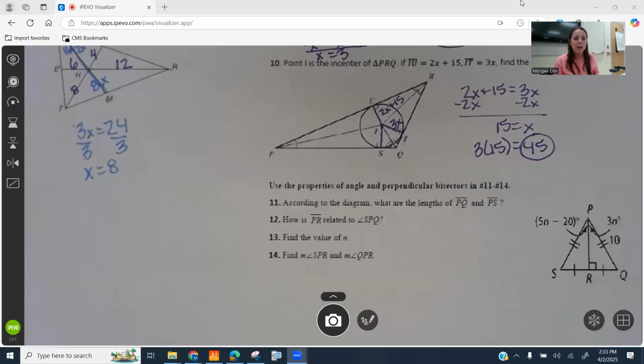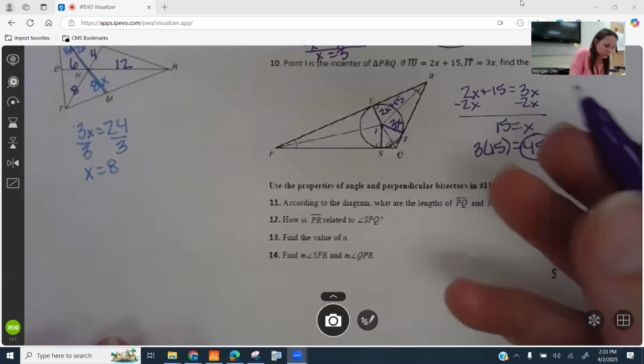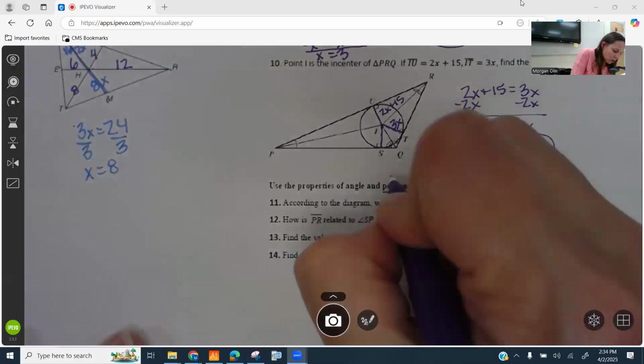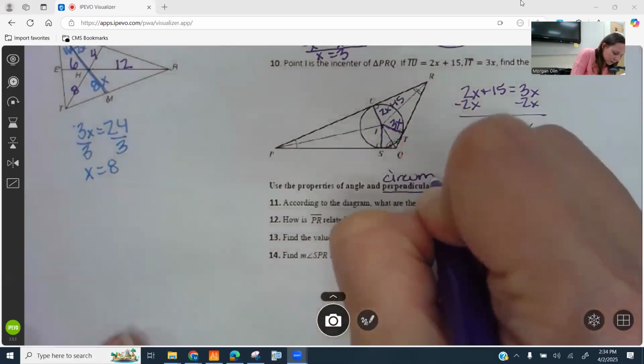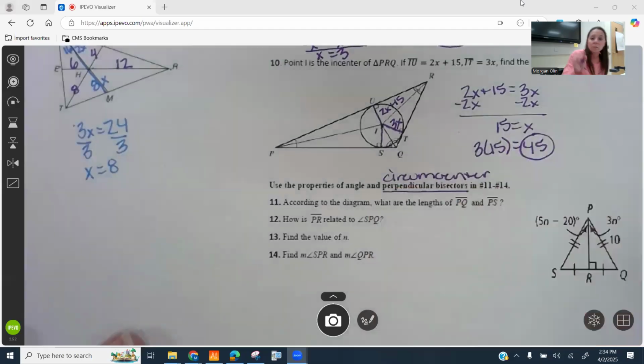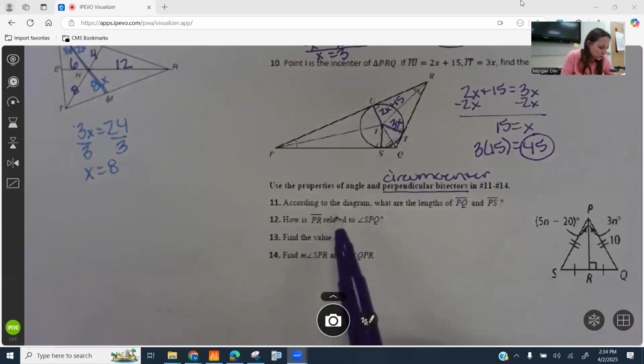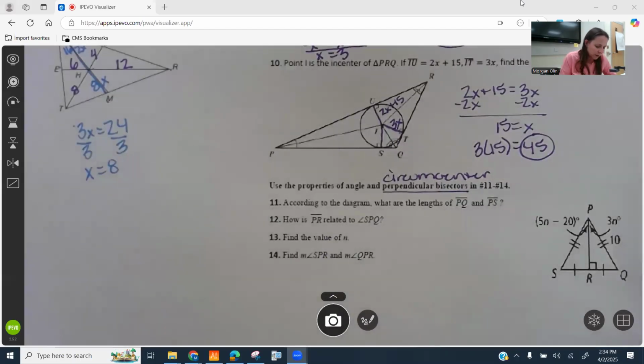Now, use the properties of angle and perpendicular bisectors. Okay, let's review this. Perpendicular bisectors, what's its point of concurrency? Circumcenter. This is the one we can circumscribe a circle on the outside. Now, I might not need it for this problem, but remember all these things whenever you hear perpendicular bisector or circumcenter.